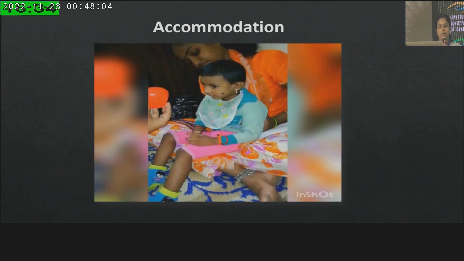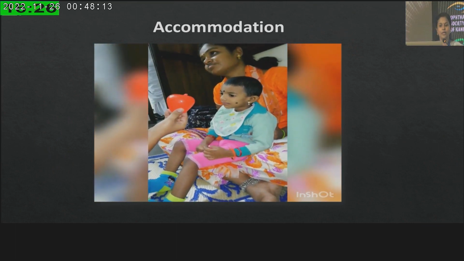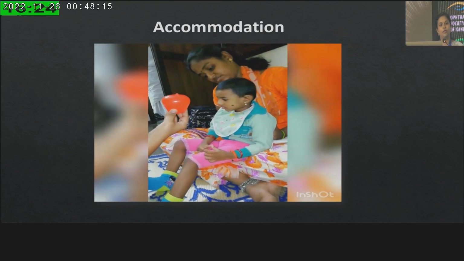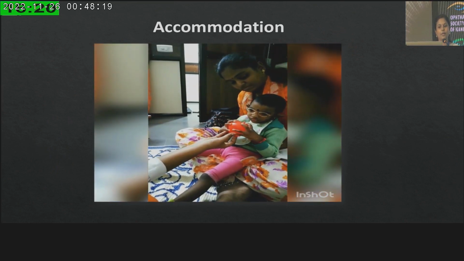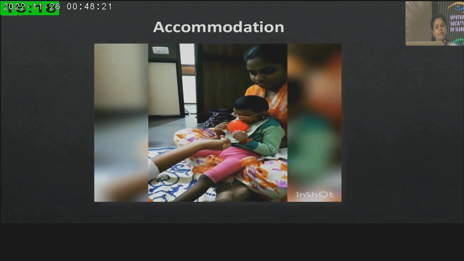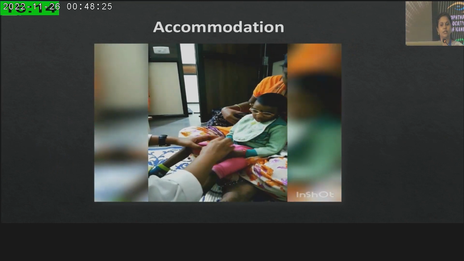Next thing is accommodation. Ma'am had already mentioned this. You see this child, I'm showing her a very bright red, larger object very close to face, and she's not picking it up. She actually had a lag of accommodation. With a +2 glass that she's wearing, she's able to reach out very well. So this is very common in children with CVI. You will have to look for a lag of accommodation.